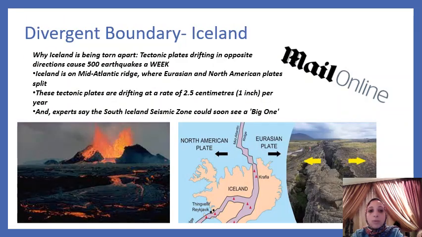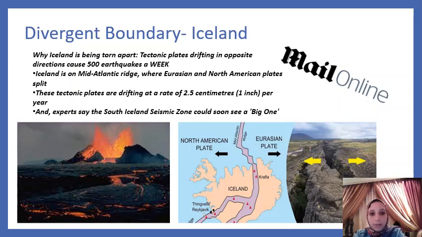Let's take an example of a divergent boundary movement. This is actually a headline taken from the news about Iceland. What happened in Iceland was tectonic plate movement between the Eurasian and the North American plates, drifting apart, or divergent movement in opposite directions, which caused earthquakes.